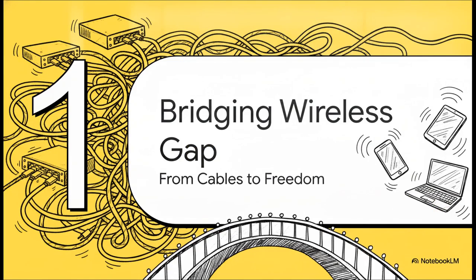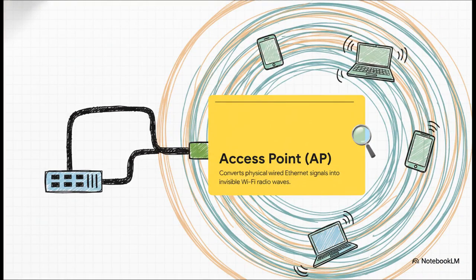Section 1. Bridging the wireless gap, from cables to freedom. Our modern infrastructure is basically a clash of desires. Think about it. Network switches and routers absolutely thrive on deeply reliable, hardwired physical cables. But our laptops, our smartphones, they crave mobility. An access point is what bridges that exact gap. It acts as the ultimate translator, taking those physical Layer 2 Ethernet frames and converting them into invisible 802.11 radio waves. Without that AP, your mobile devices have literally no way to interface with the wired backbone.